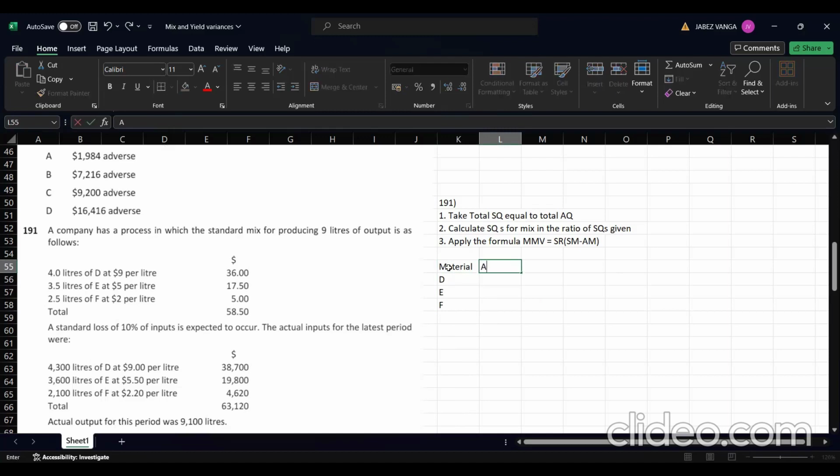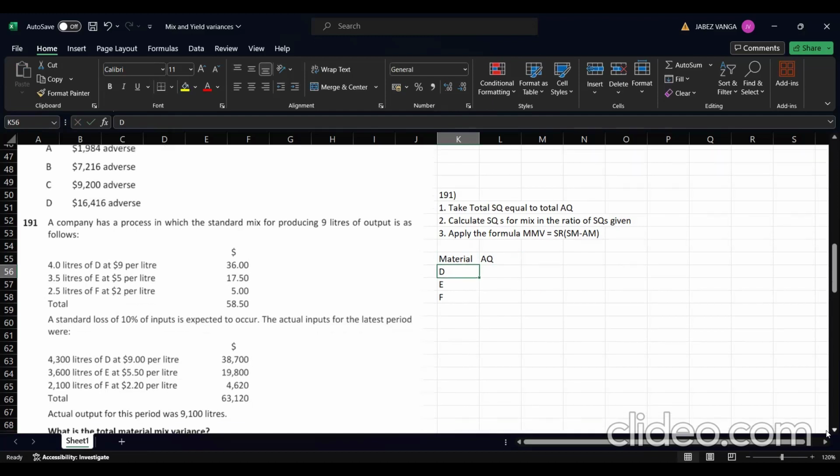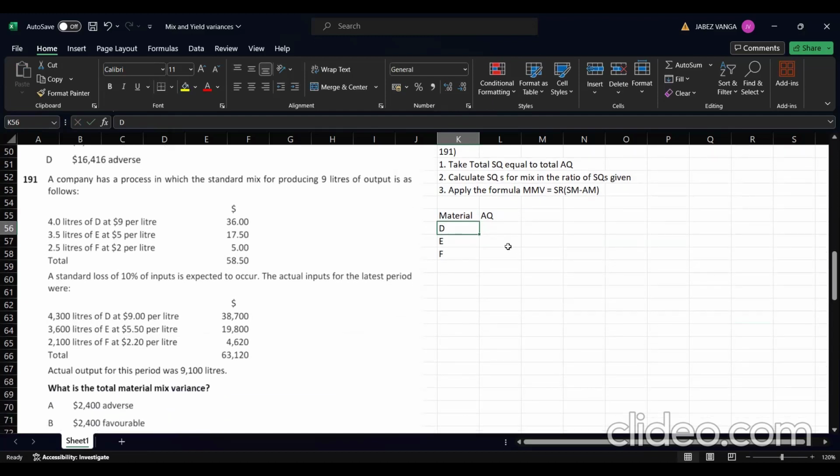What do we start with? We start with actual quantities. The actual quantities given are 4,300, then comes 3,600, then comes 2,100. Add them up. The total actual quantity is 10,000. The same is the total standard quantity taken. That's step number one: take total standard quantity equal to total actual quantity.